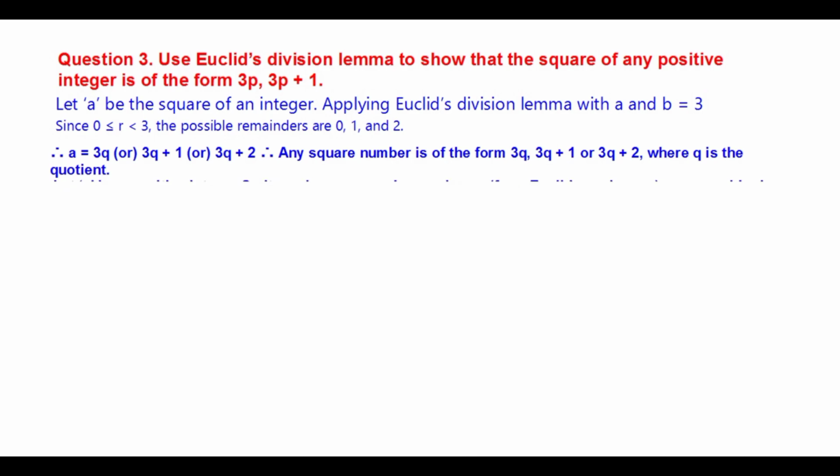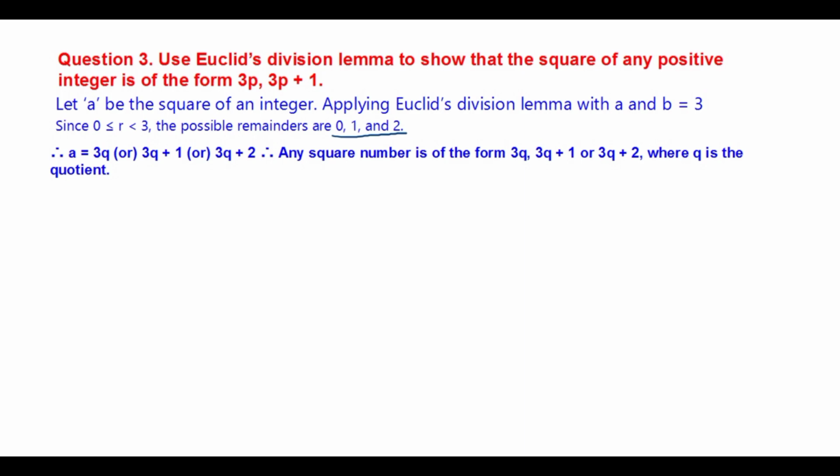So therefore, observe that a is equal to 3q or 3q plus 1 or 3q plus 2, correct? Because the remainder here is 0, 1 and 2, it may be 3q plus 0, that means 3q, or 3q plus 1 or 3q plus 2. Okay, so any square number is of the form 3q, 3q plus 1 or 3q plus 2, where q is the quotient. Got it?